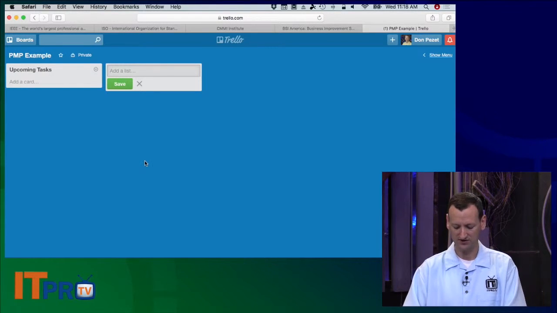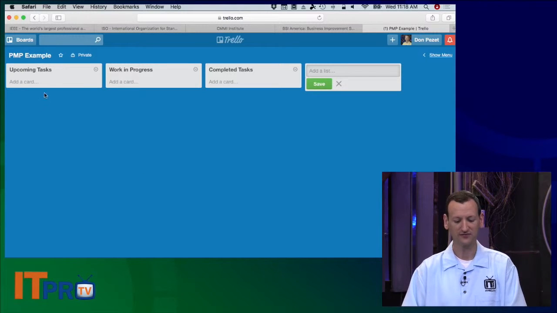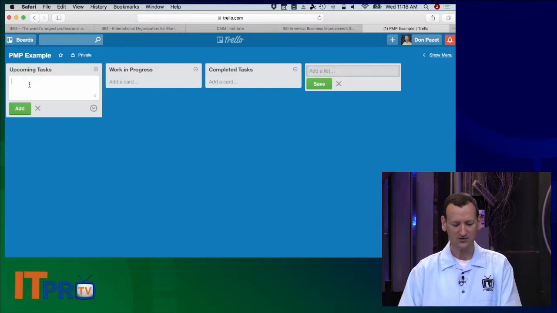And then I might have a list called work in progress. These are things that are going on right now. And then I might have completed tasks. All right, so I've got 3 bins. And then in each bin, see how it says add a card? Like the terminology is right out of Kanban. I mean, that's basically what they're doing. So I can come in here and I can start to list the tasks that I've got.